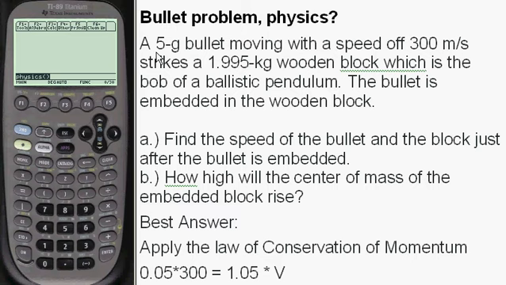But my system is you take whatever's given here, like this would be mass 1, put it on the side of your paper, 5 grams, put the mass 2, 1.995 kilograms, on the side of your paper, put the initial velocity, 300 meters per second, on the side of your paper, and then circle what you're asked to get. Well, in this case, you're asked for A and B: how high the block raised after the bullet hit it, and then the speed of the bullet and the block together.